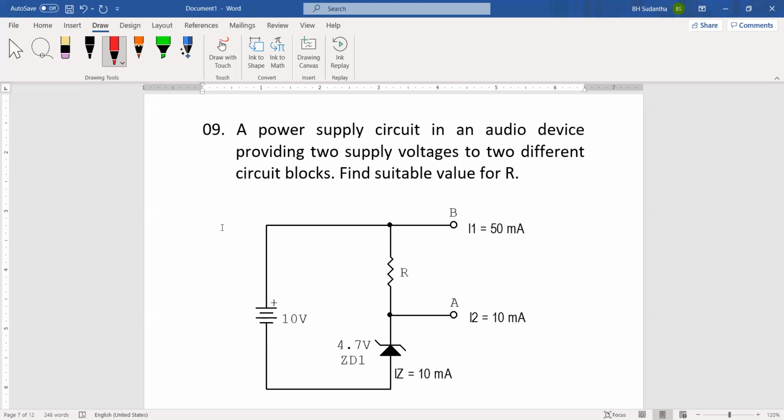We have a power supply. It's connected to that kind of circuit, and there are two different circuit blocks. Through this one, 50 milliampere current is going to this B block. We don't know what is inside this block, but anyway, 50 milliampere current is going to this block, and here 10 milliampere current is going to this block. There may be certain circuit blocks, we don't know what is inside here. And here also another circuit block. As a result of this connection, these are the currents going on to this one. And we have to find the value of this resistor.